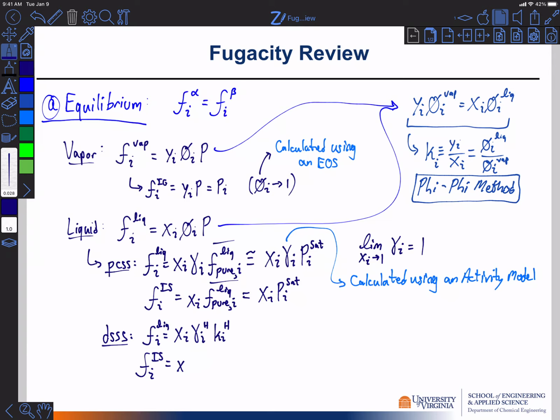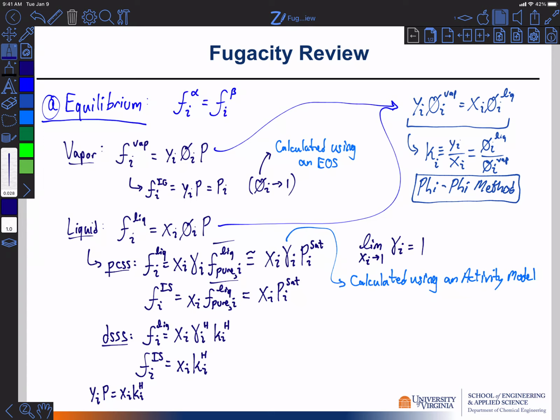And we end up recovering an expression that should look familiar in terms of being Henry's law, right? So we get mole fraction times the Henry's law constant gives us the fugacity of an ideal solution in the dilute solution standard state. And if we had an ideal vapor involved in that, we could say that then the fugacity of the vapor phase, or the partial pressure of I in the vapor phase, is equal to x_i times k_i^h.